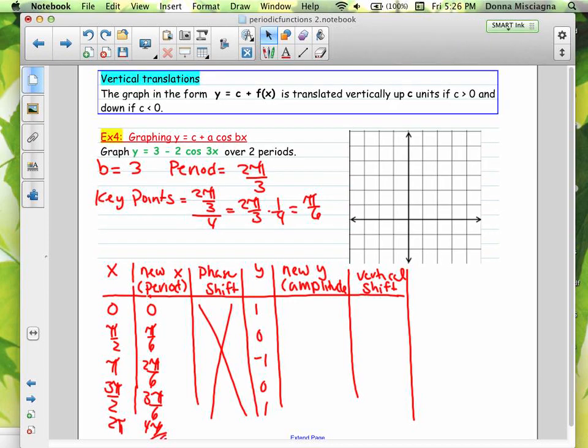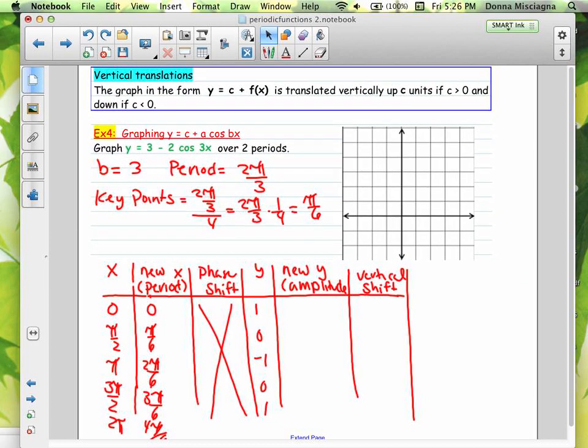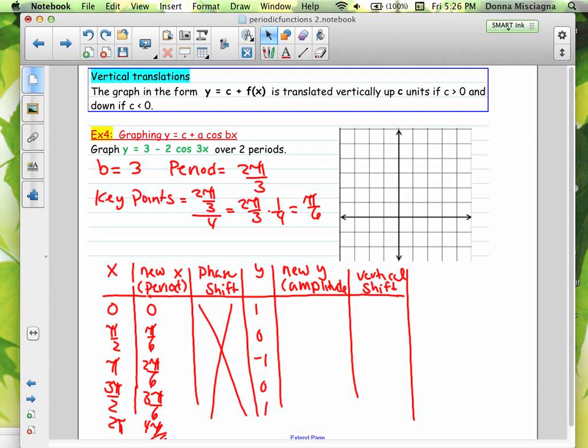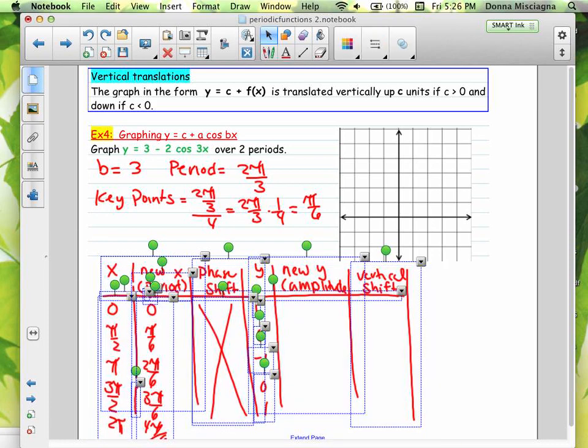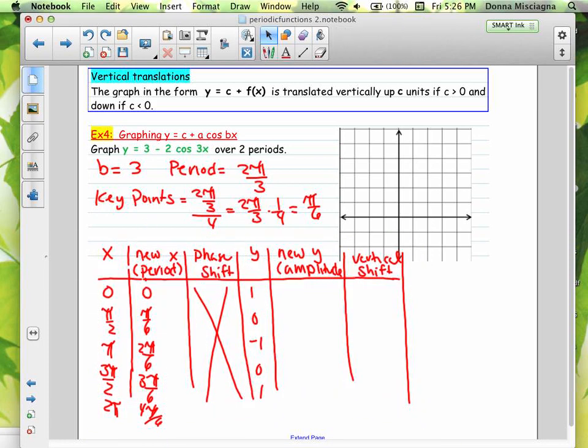Oops, I don't want to move you. I just wanted to move these values up so you could see them. Maybe I can lock it in place or something. Let me try it one more time. Aha, there we go. Okay, now we can see it a little bit better.